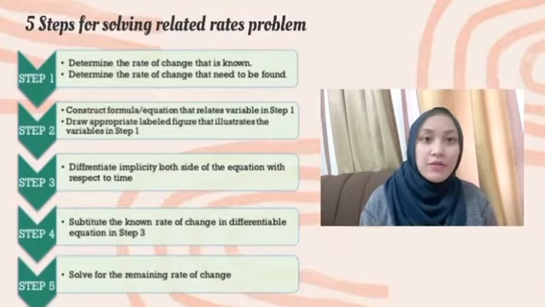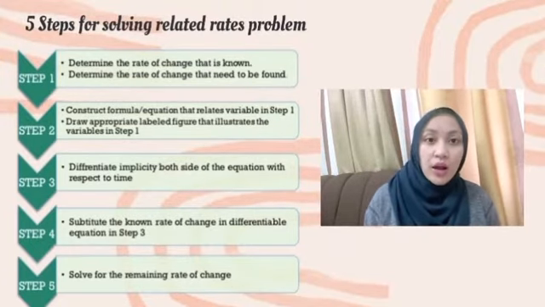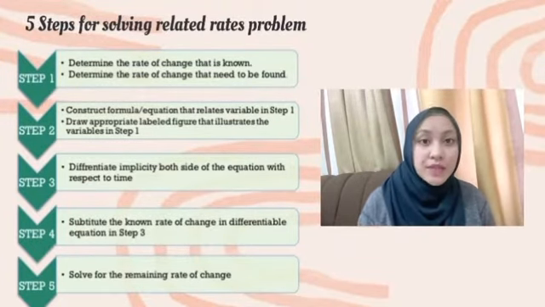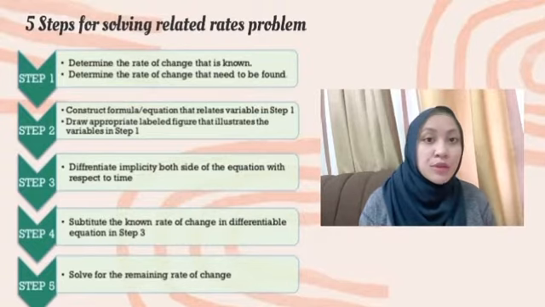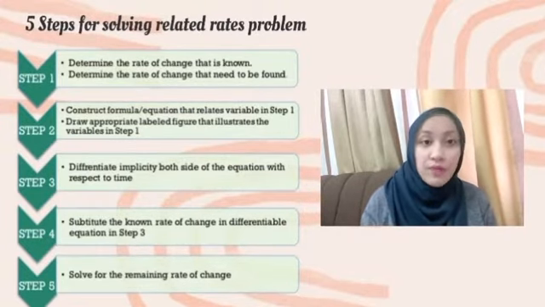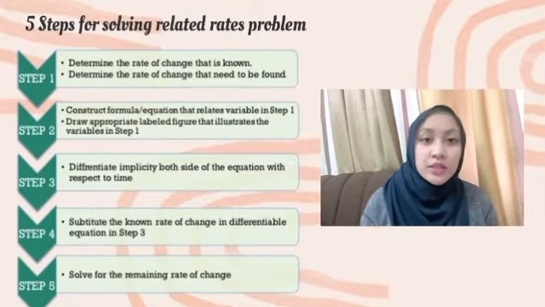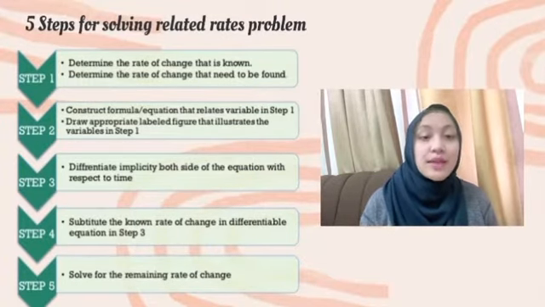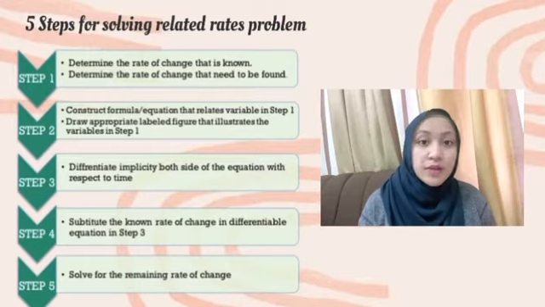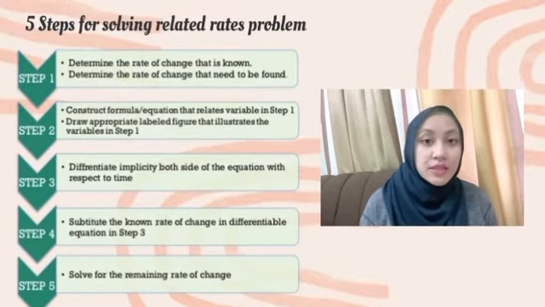Five steps for solving the related rates problem. Step 1. Determine the rate of change that is known and determine the rate of change that needs to be found. Step 2. Construct a formula or equation that relates the variables in step 1 and draw an appropriate labelled figure to illustrate the variables in step 1.